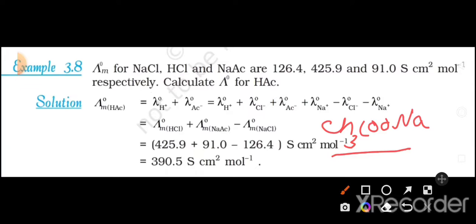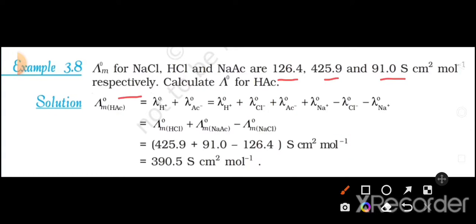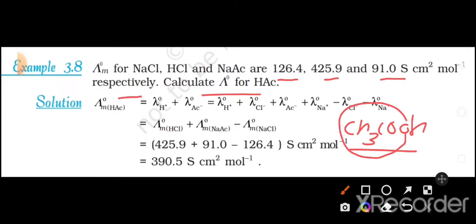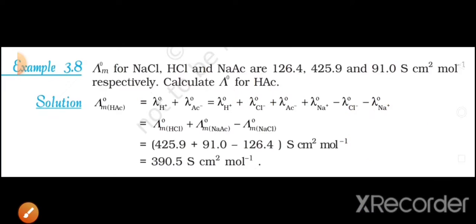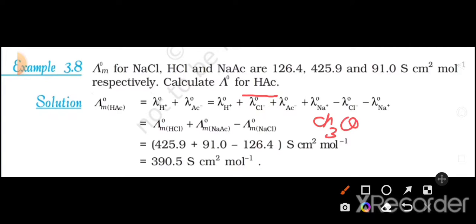So those values are given here respectively. Calculate the lambda m naught for HAc. HAc means CH3COOH. That is actually acetic acid, which can be represented as HAc, where Ac represents CH3COO, that is the acetate ion. So how do we find it out for a weak electrolyte? Because we know that acetic acid, CH3COOH, is a weak electrolyte.